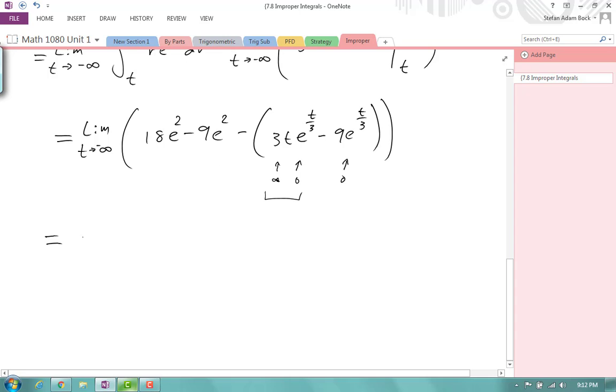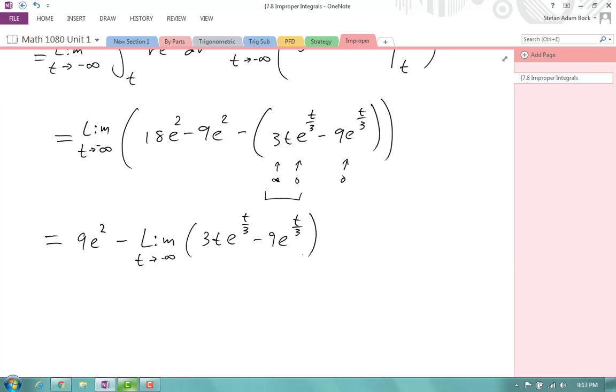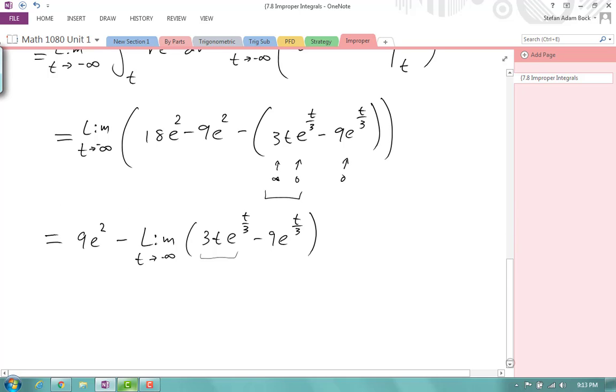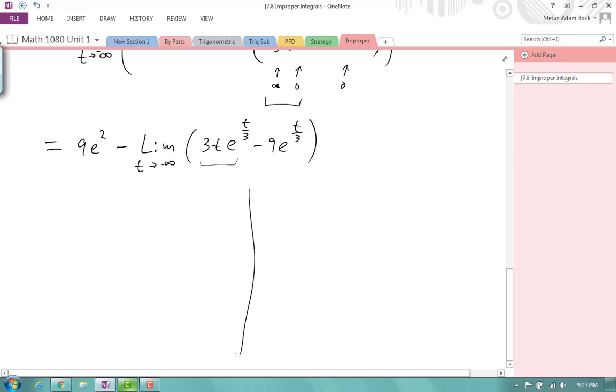18 minus 9, that's 9e squared, minus the limit as t goes to minus infinity of 3t e to the t over 3 minus 9e to the t over 3. Now, I have a couple of different ways to do this problem. I could take my infinity times 0 and divide it and do L'Hopital's. See if I can find two ways to do this.